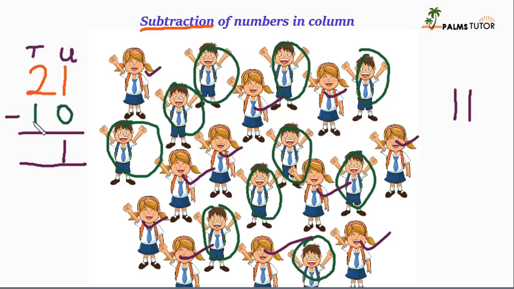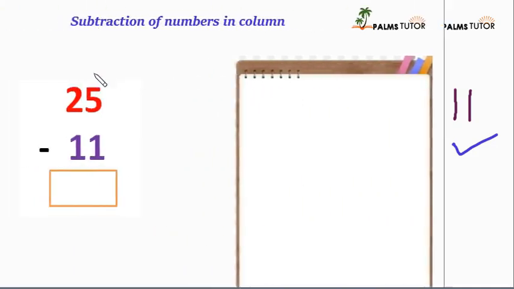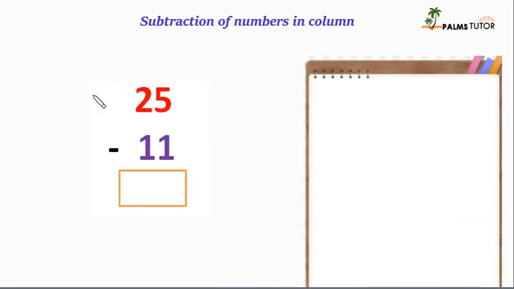2 minus 1. 2 take away 1. We count 2. I expect you to know 2 take away 1 by now. But let's count. 2 take away 1. We have 1 left. So you see, 21 minus 10 gives us 11. This is the way we say numbers in classrooms, textbooks, or in examinations.